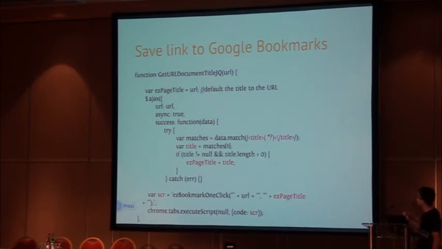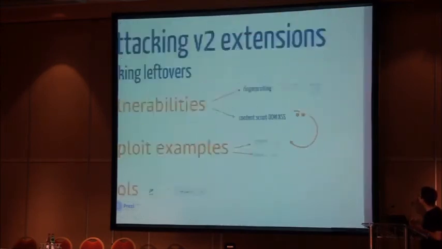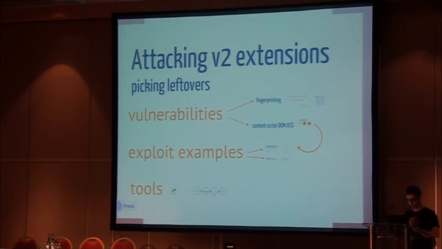What it does is it fetches with Ajax the target of the href. It looks for the title with this silly regular expression, extracts it here, and uses the Chrome tabs execute script, with just a really scary string concatenation here without any escaping whatsoever. So, classic DOM XSS sink, right? So let me show you a demo.